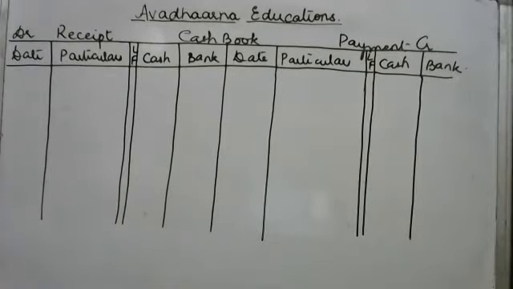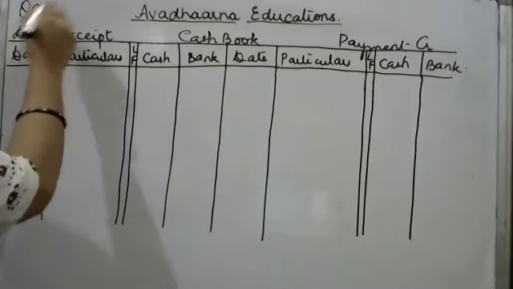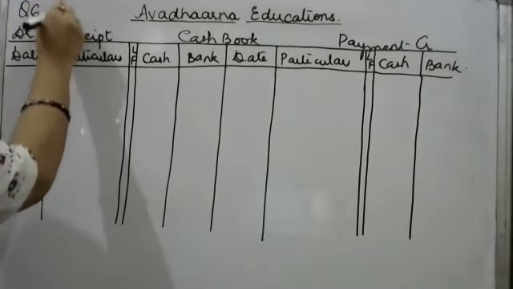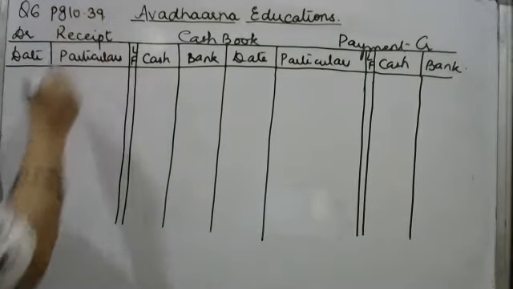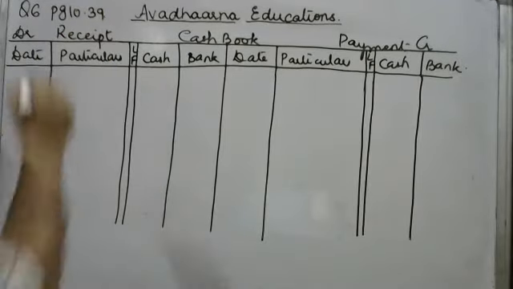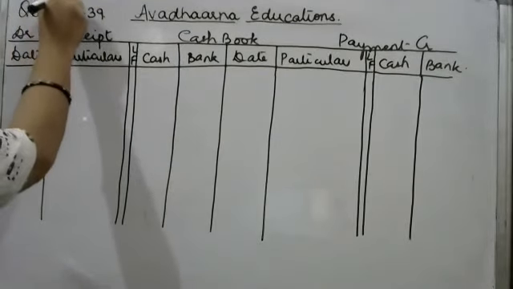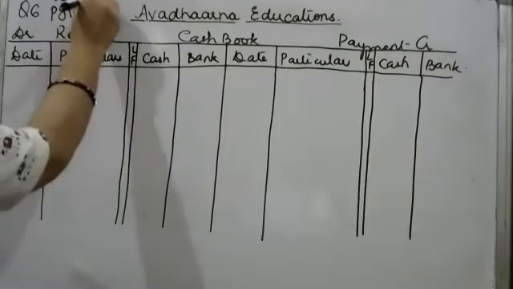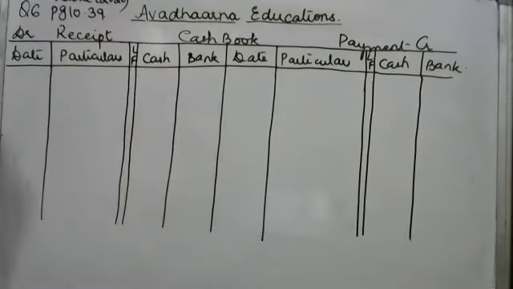Now we have received one query from our student, that is question number 6, given on page number 10.39 from the book T.S. Grewal, 2020 edition. And this question is on preparation of double column cash book. The format of the cash book is there in front of you.